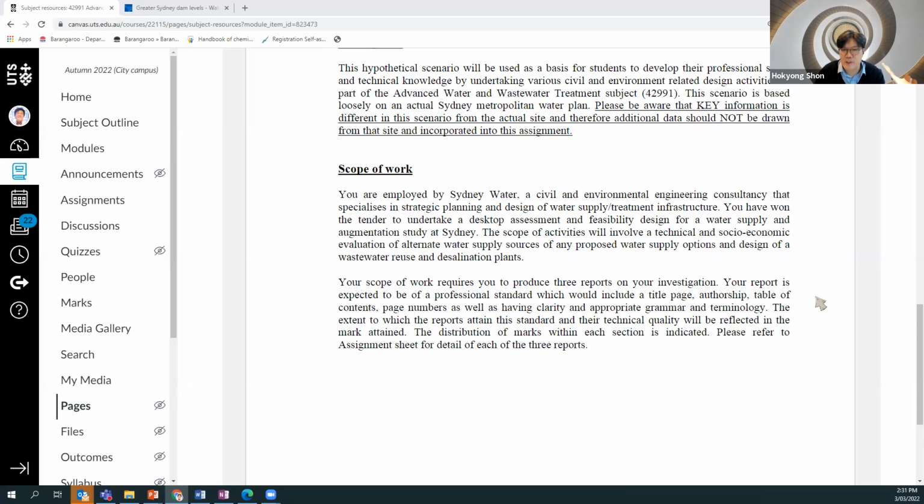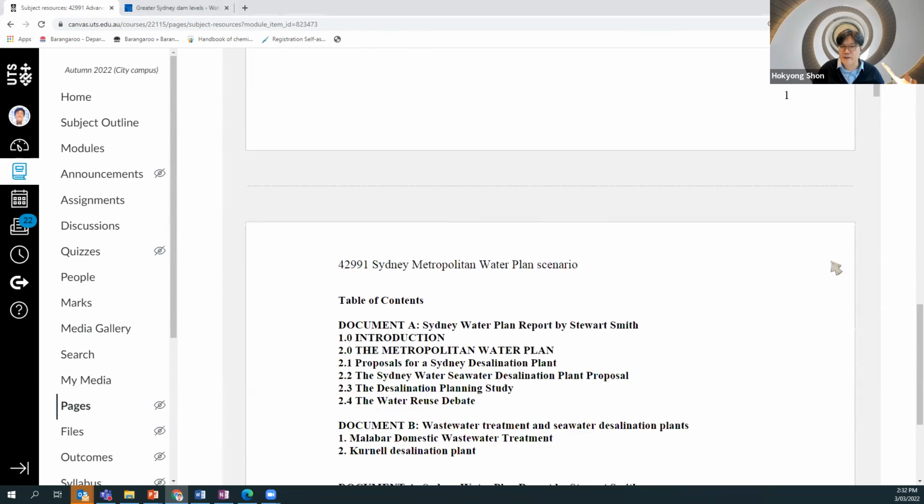So your report is expected to be of professional standard, which would include a title page, authorship, table of contents, page numbers, as well as having clarity and appropriate grammar and terminology. But the extent to which the report attains the standard, their technical quality will be reflected in the mark attained. So the distribution of marks within each section is indicated. Now please refer to the assignment sheet for detail of each of the 3 reports. So you can see this scenario.